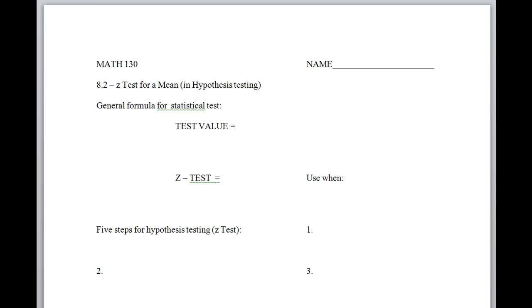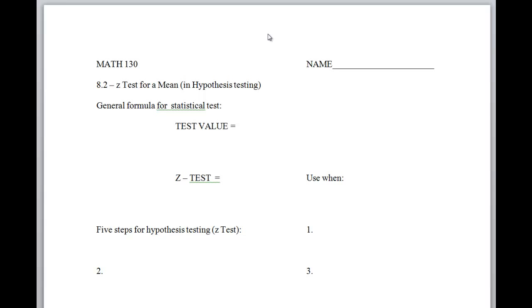Today we're going to be looking at some story problems that will do z-tests for the mean and hypothesis testing. So from start to finish, we're going to be doing several story problems that will test to see whether we should reject or not reject the null hypothesis.